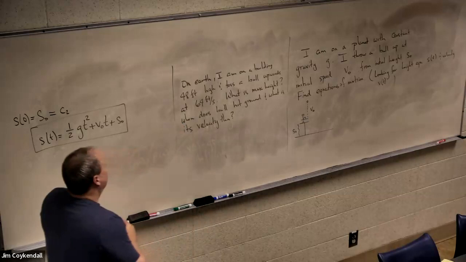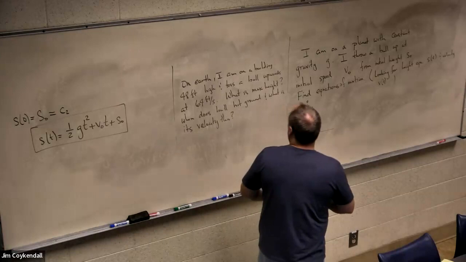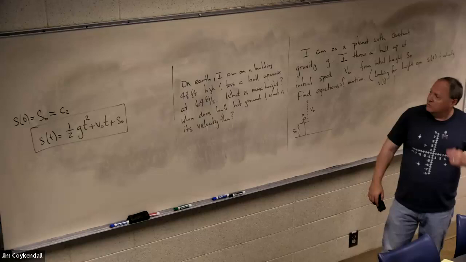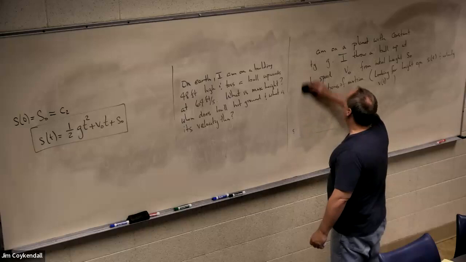On Earth, I'm on a building 48 feet high. I toss a ball upwards at 64 feet per second. What's the maximum height that ball goes to? Where does the ball hit the ground? How fast is it going? I can answer all of these questions with the thing that I built for command time.